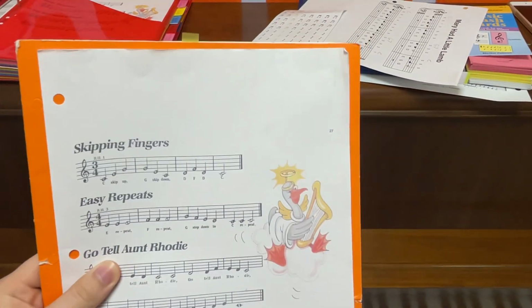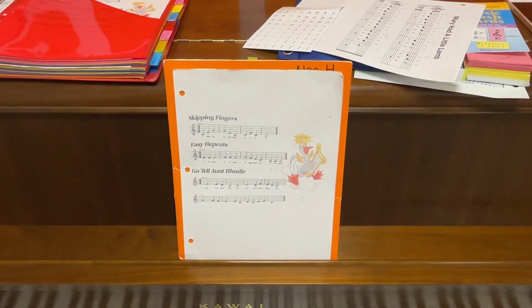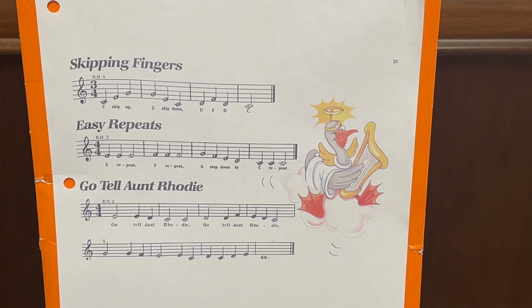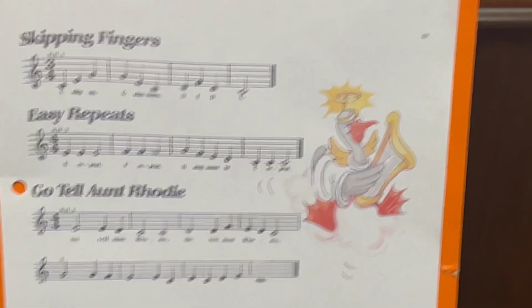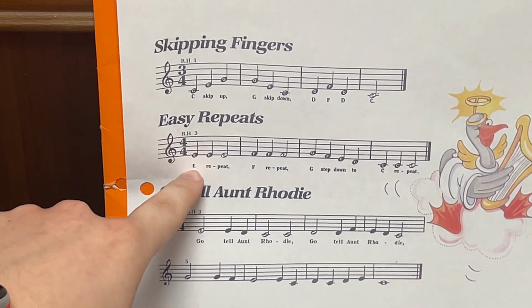Let me zoom back out a little bit here. There we go. So this would be an example of an easier thing to sight read. I don't think we've ever gone over this page before. So let's just quickly do easy repeats here.